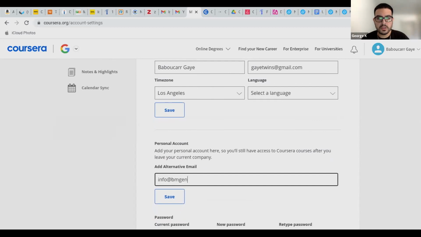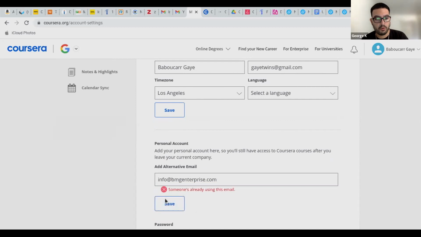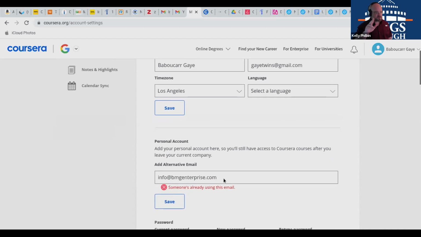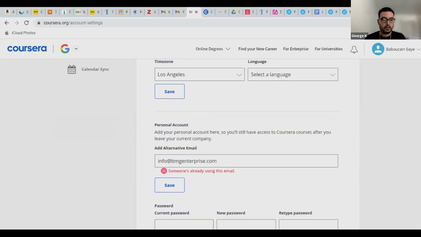Hey, Kelly, do we have to do this if we have the same email address? Because I have 3 different accounts. I have a personal one, I have one from the Department of Labor, and I have one from you guys. If you're using the same email, no. This is if you're using different emails. Got it. Thank you for clarifying that.